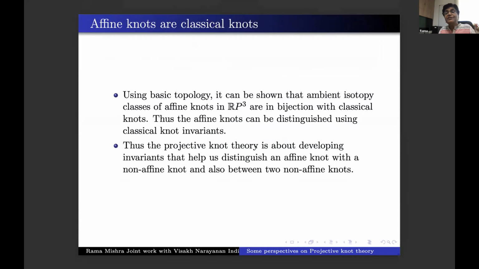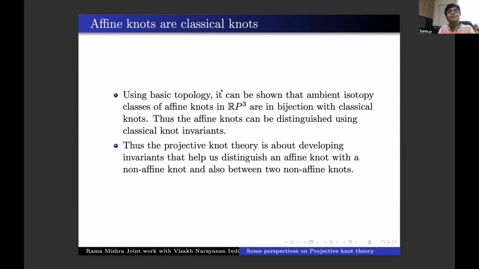And affine knots, one could identify them as classical knots because affine means it's contained in R3, and from R3 to RP3, you have a natural embedding. So obviously all knots in R3, all classical knots, are sitting in as affine knots, and vice versa. Even the equivalence: if you look at them as knots in R3, and if they are ambient isotopic there, they would be ambient isotopic as affine knots here and the other way around. So they're identical, and you could distinguish two affine knots using classical knot invariants.